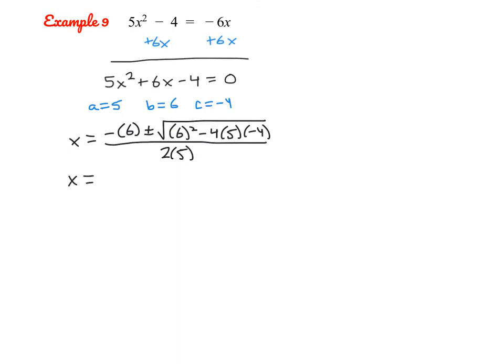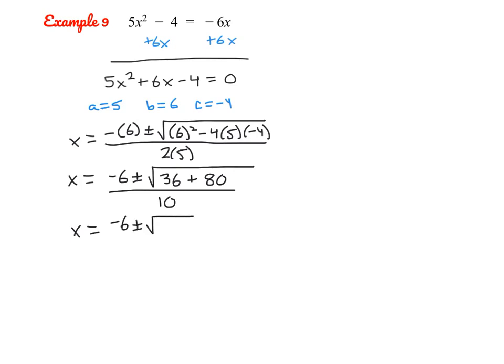Then we just start simplifying. So negative 6 plus or minus the square root of 36. Be careful here because we actually have a negative times a negative, which gives us a positive. So plus 80 all over 10. Then we have x equals negative 6 plus or minus the square root of 116 all over 10.